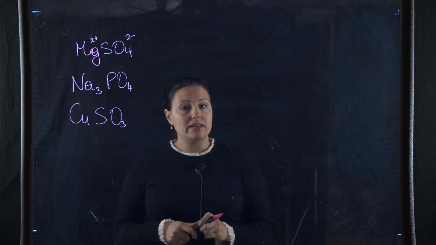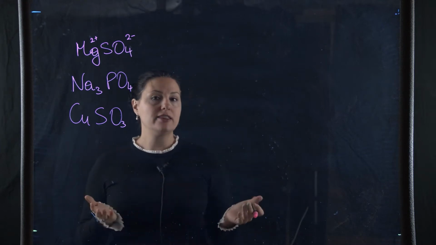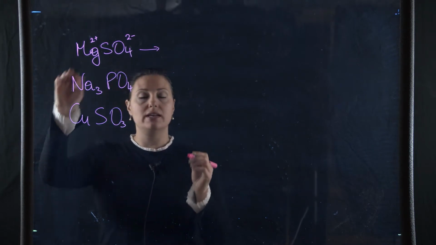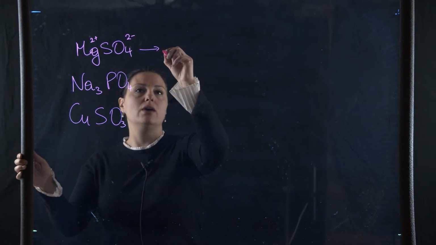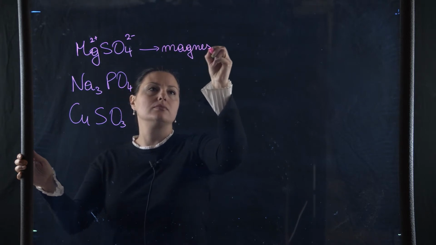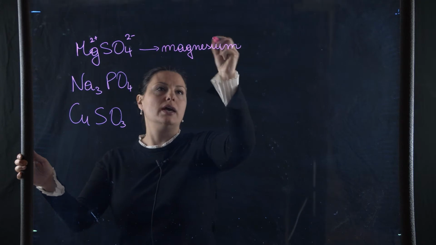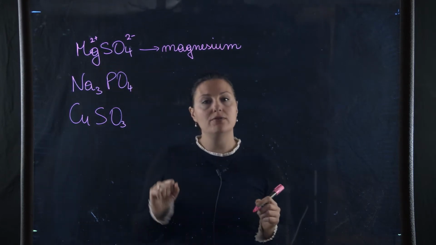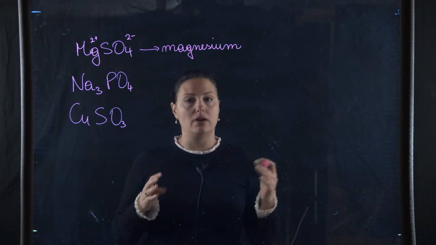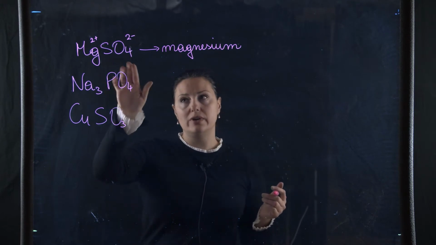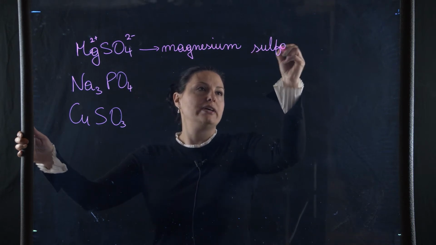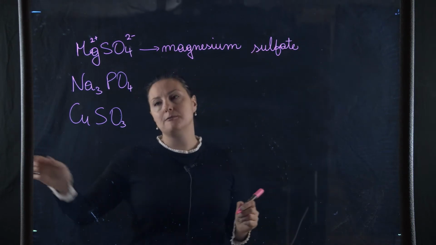Now, when we write these, we write them the same way that we would write the other types of compounds. We write the name of the metal first, and we write it the way it is. So magnesium. And then we write the name of the polyatomic ion without truncating it like we did with the chloride or the oxide, etc. We just write sulfate. So magnesium sulfate. That's why it's important for you to learn the names of these.